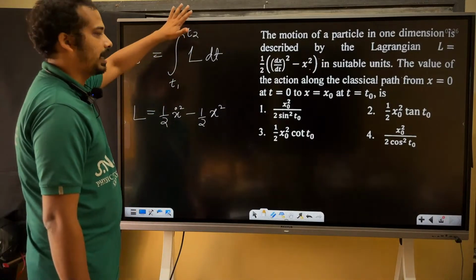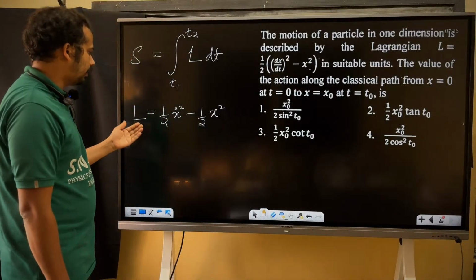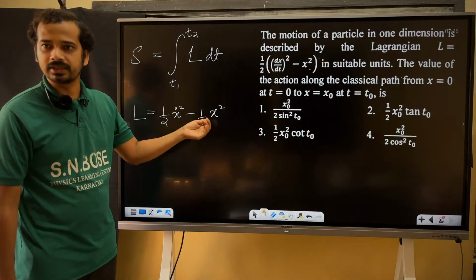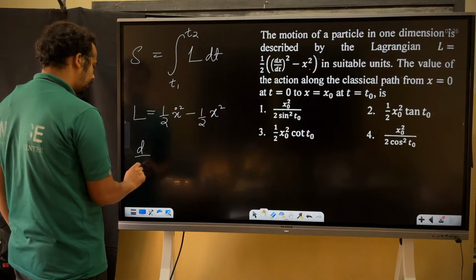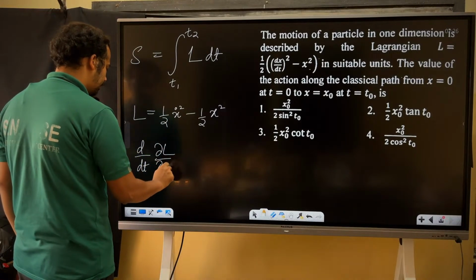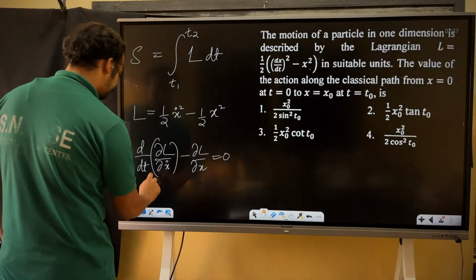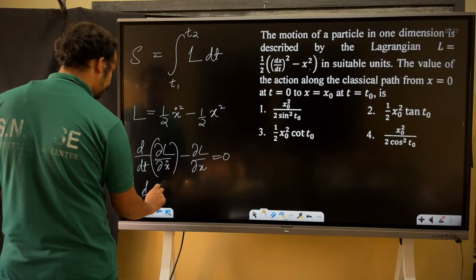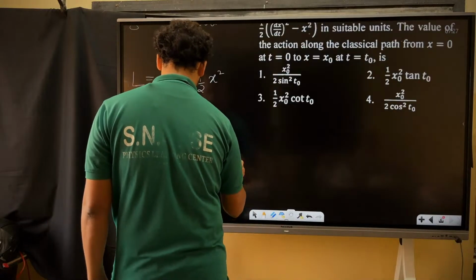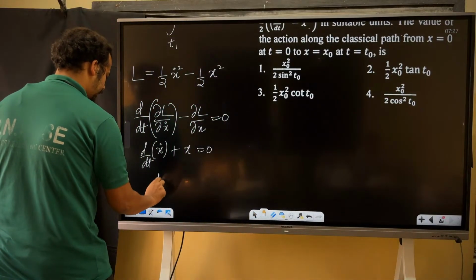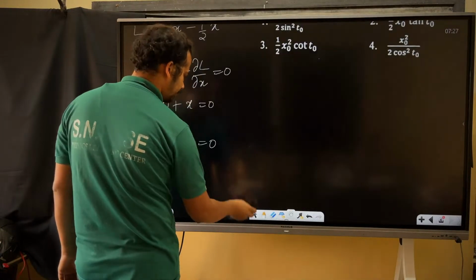If you want to find this action integral, L should be written in terms of time, isn't it? So if you want to write L in terms of time, you should know what x is as a function of time. In the ideal way, d by dt of ∂L by ∂x dot minus ∂L by ∂x equal to 0. What is this one? d by dt of x dot plus x equal to 0. What is this one? d square x by dt square plus x equal to 0. Am I right?